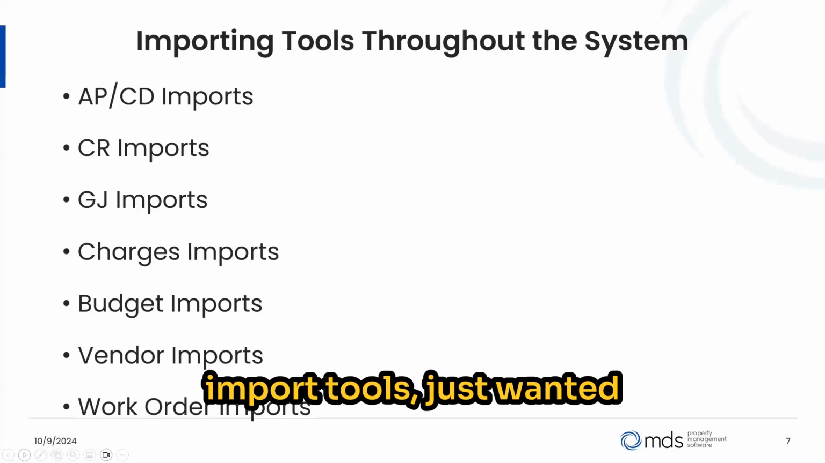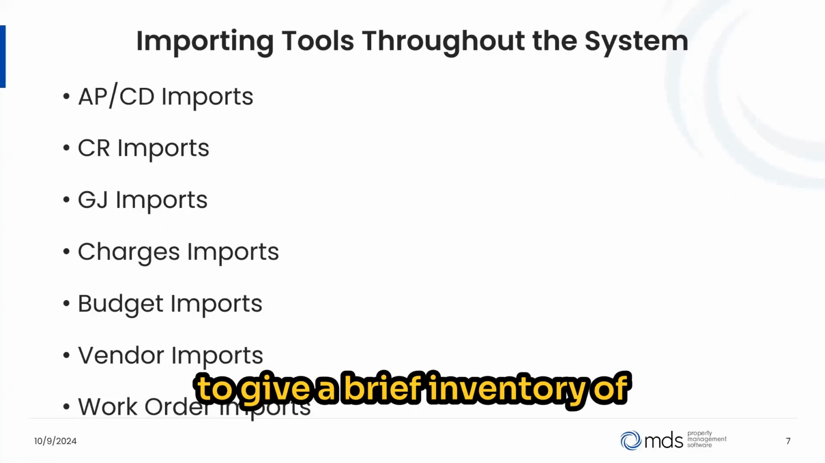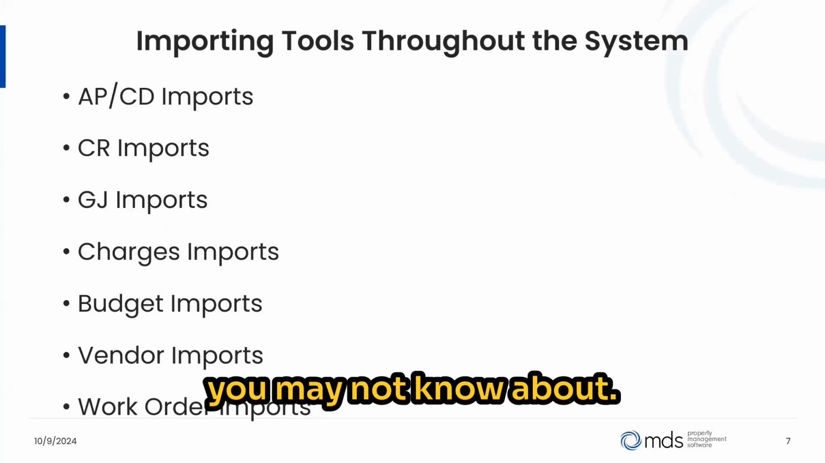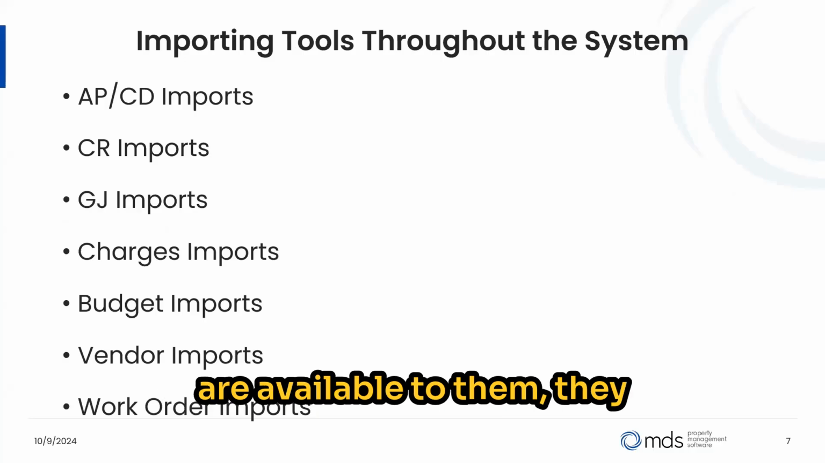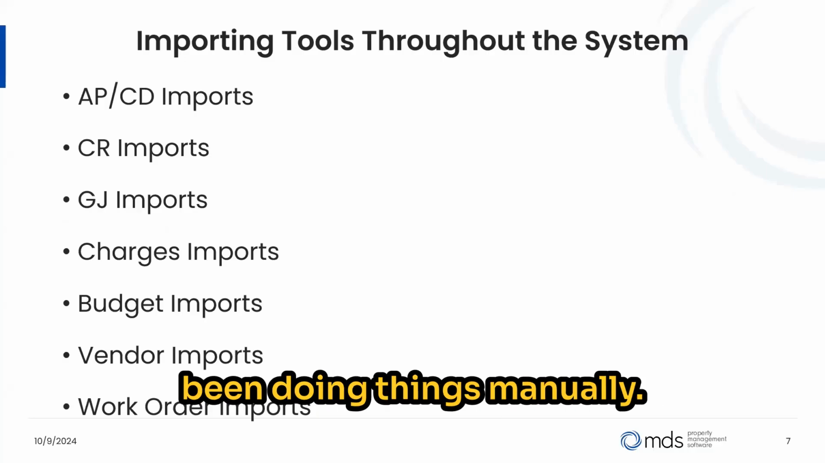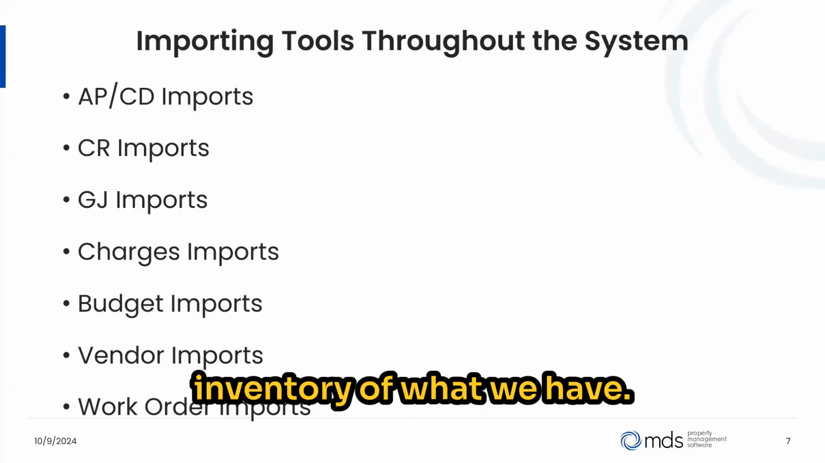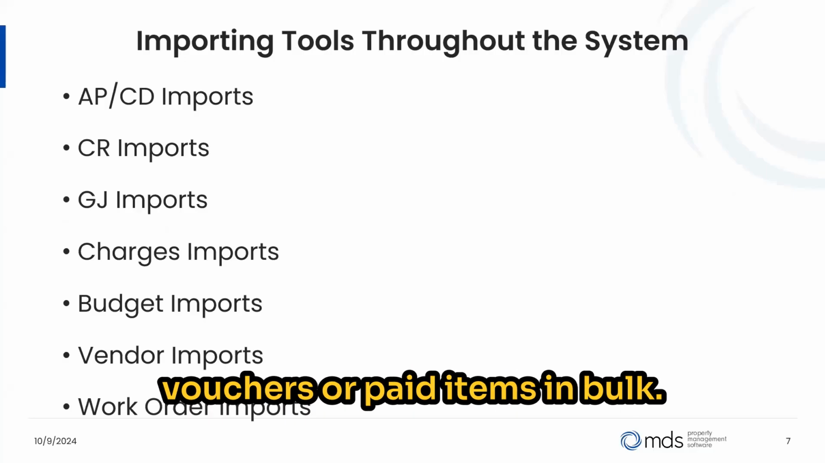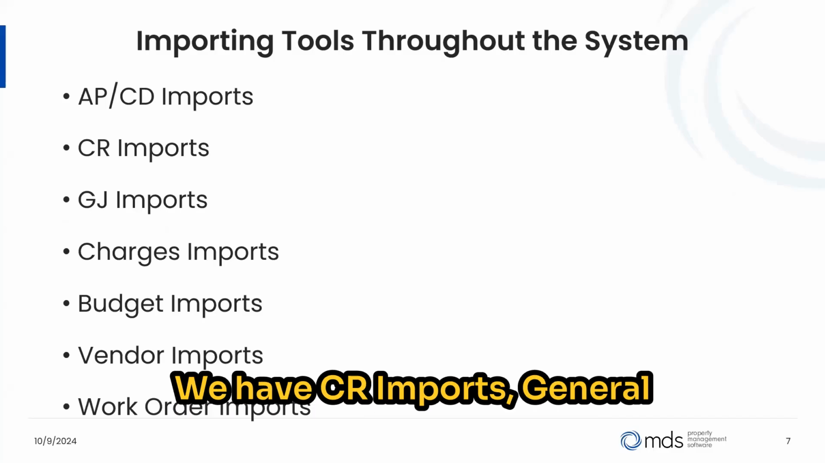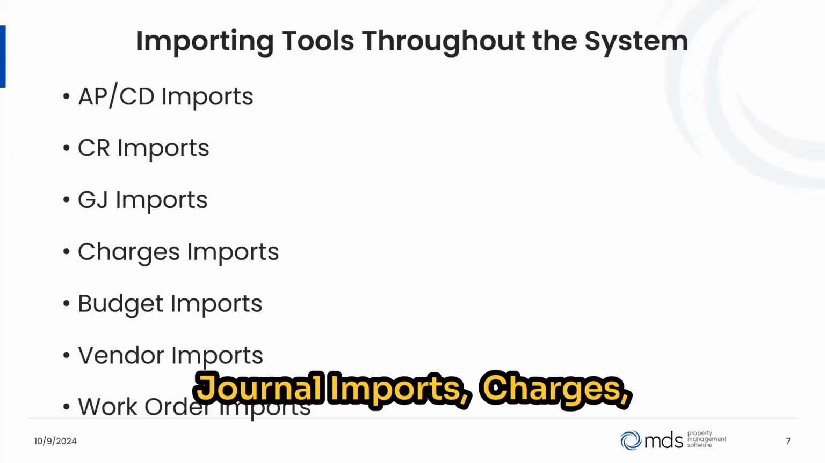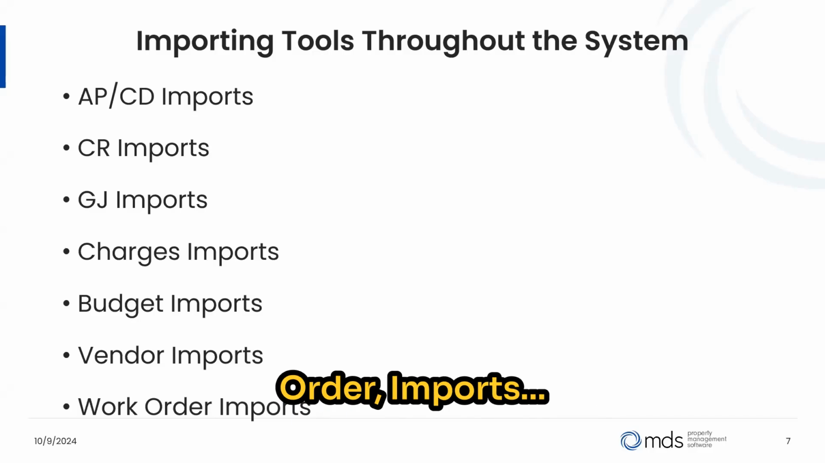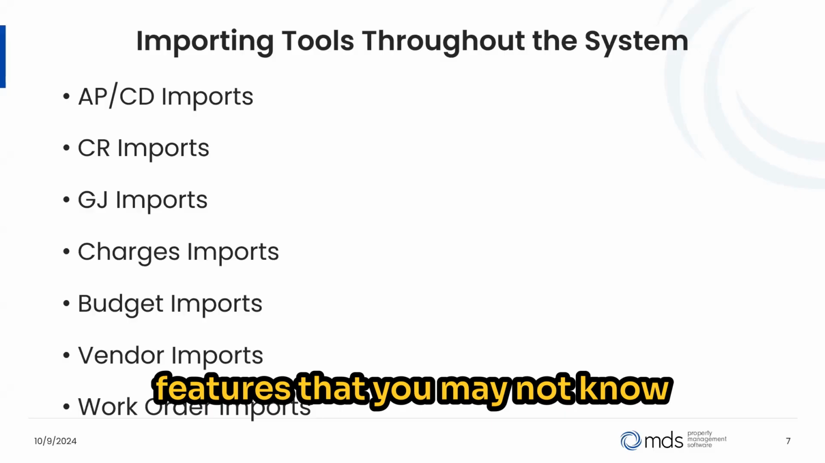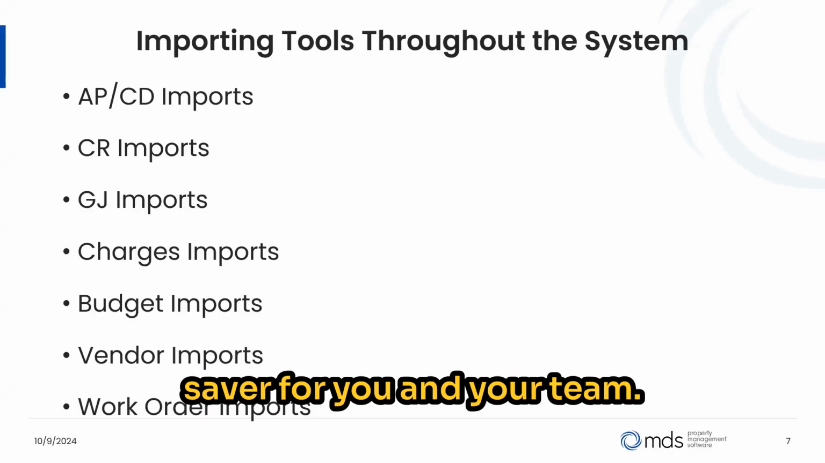Speaking of all of our import tools, I just wanted to give a brief inventory of what we have in MDS that you may not know about. Once people realize that these are available to them, they can't really believe that they've been doing things manually. Like I said, here's just a quick inventory of what we have. We have AP and CD imports, which are great for entering vouchers or paid items in bulk. We have CR imports, general journal imports, budget, vendor, work order imports. Really, every module has at least one or more import features that you may not know about and can be a huge time saver for you and your team.